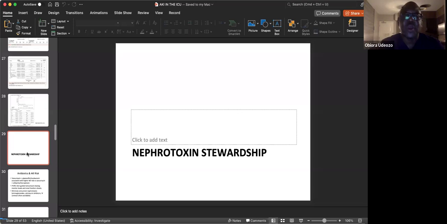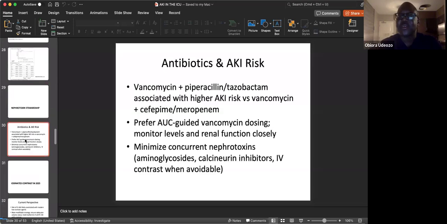Now, nephrotoxin stewardship: always pay attention to your medication list. More and more, we're finding out that this combination of antibiotics that we like to give, vancomycin and Zosyn, is associated with AKI, and even more so than vancomycin and cefepime or meropenem. For vancomycin, if you have to use it, what we do in most hospitals here is we use the AUC, that's the area under the curve, in dosing it.